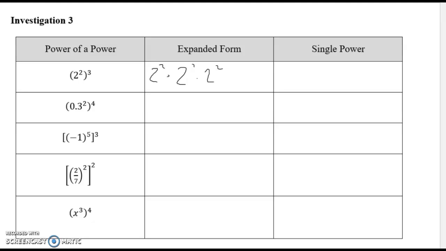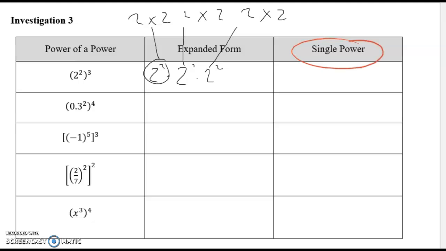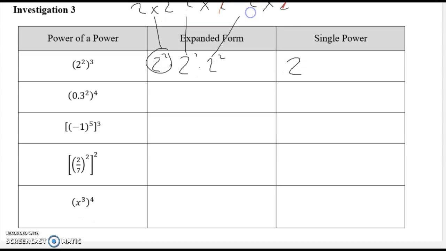this one right here is 2 times 2. This one is 2 times 2. And this one is 2 times 2. So when we write it as a single power, okay, you're going to have the base 2, and then we're going to have 1, 2, 3, 4, 5, 6 of them.